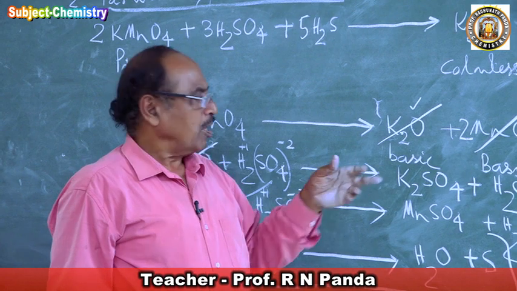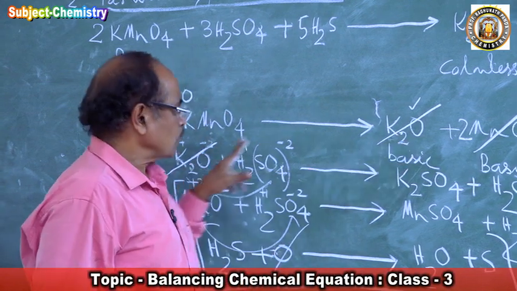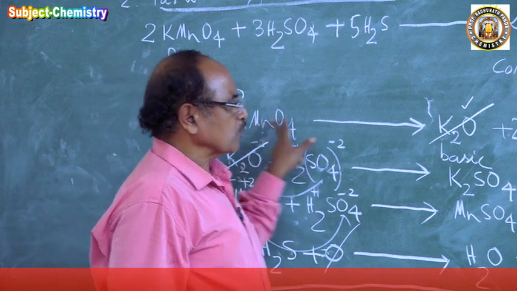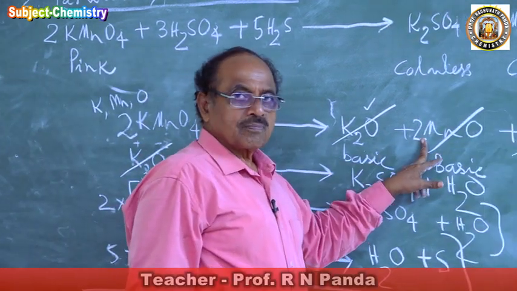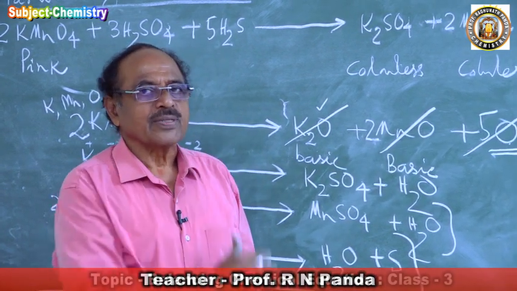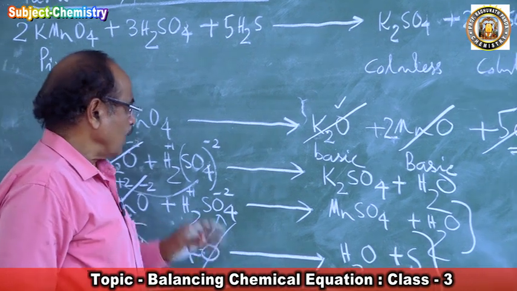Then O remains. So how many potassium? 2 potassium. So we multiplied this by 2. How many manganese? 2 manganese. So we multiplied by 2. And how many O? 5 O remains. This atomic equation we got balanced. Now you come to this.